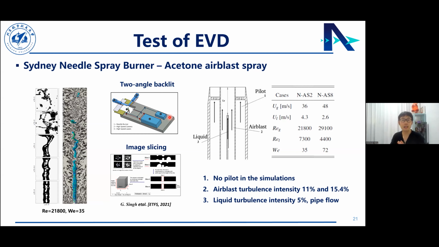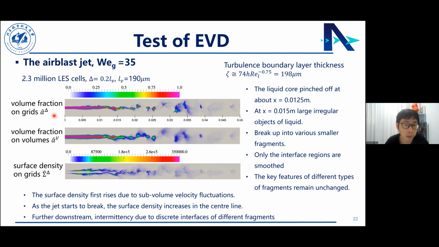Now let's see the result. First, I show the volume-averaged volume fraction on the grid scales and the volume fraction on the volume scales. This is a simulation on 2.3 million LES cells. We see the liquid core pinched off, and this pinch-off is not smeared out in the volume scale, and then it breaks up into various smaller fragments.